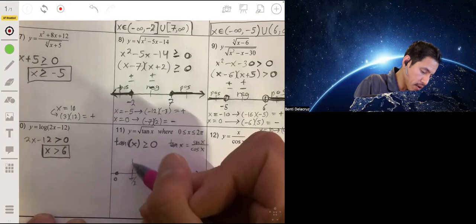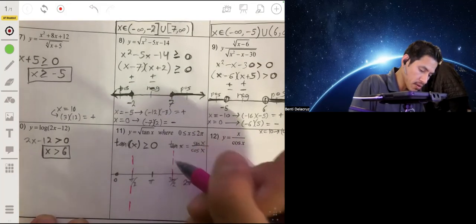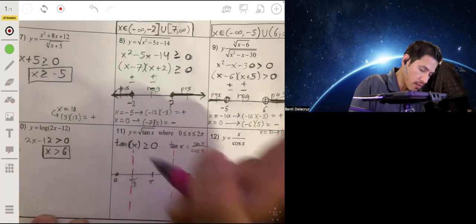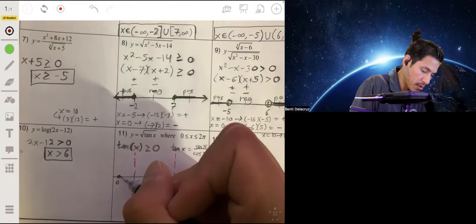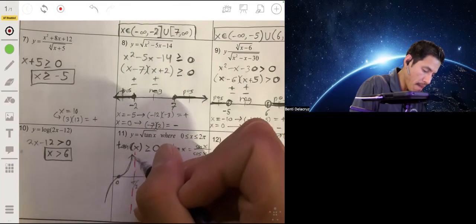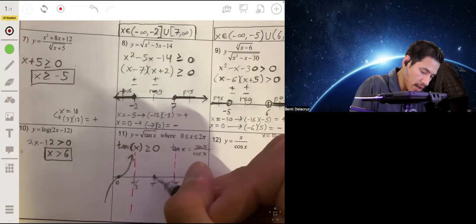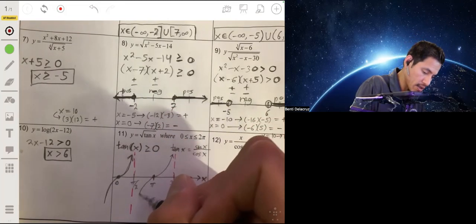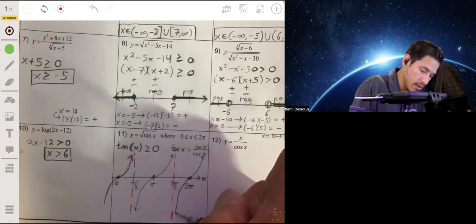The function has asymptotes at pi over 2, 3 pi over 2, 5 pi over 2, and so forth. But we only care about this region. And it would basically approach this asymptotically, like blowing up towards infinity. It would go through pi, go like that, and then go like this.